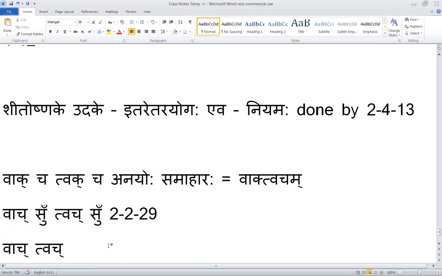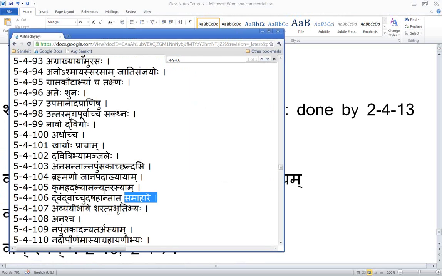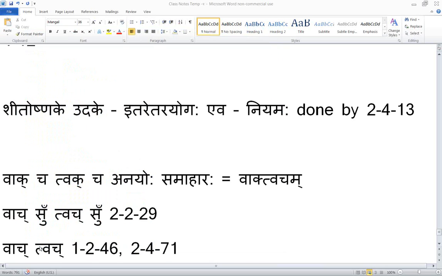So we have vak tvach by doing krt-taddhita-samasascha, and after that supo dhatu-pratipadikayoho, now comes our sutram 5.4.106. We do have a chakara. If we have done it in the samahara sense, and we have dvandvat chu du sha ha anta samahare, the pratyaya tach comes over here. So tach is a pratyaya, but it becomes part of the samasa, so it goes inside and becomes the ending.